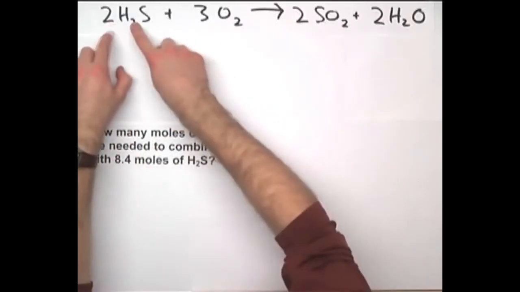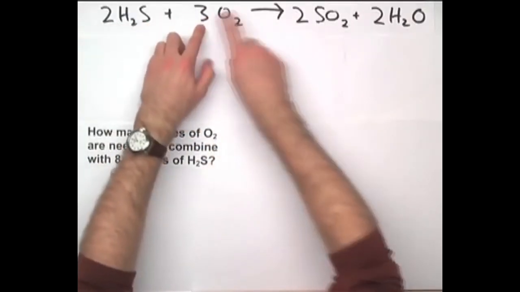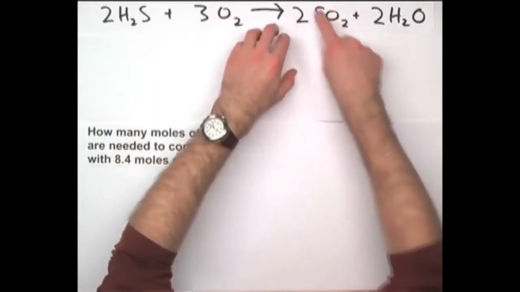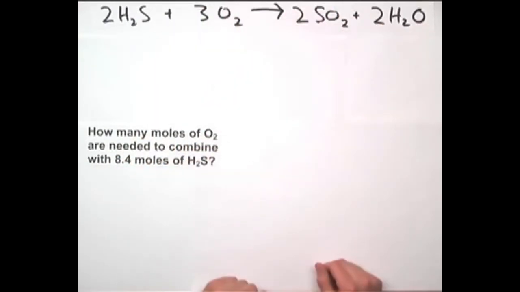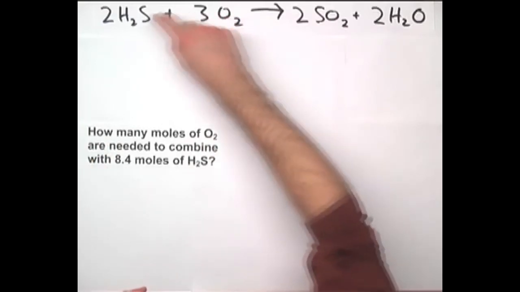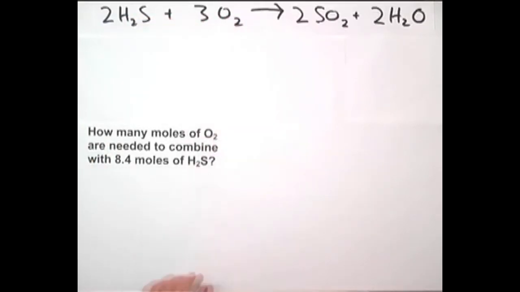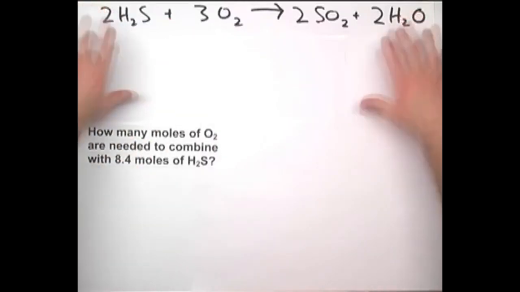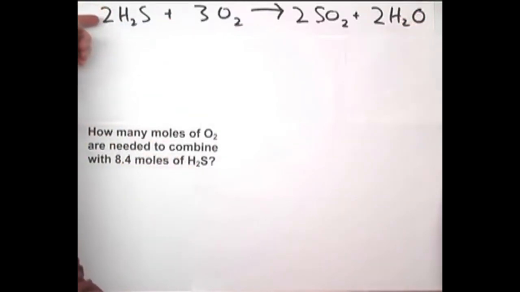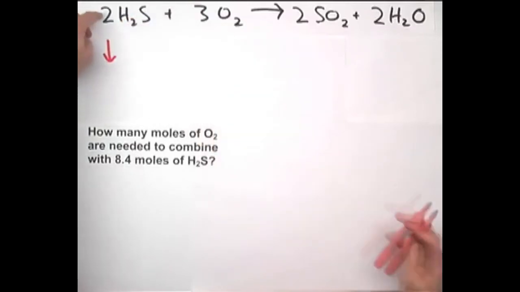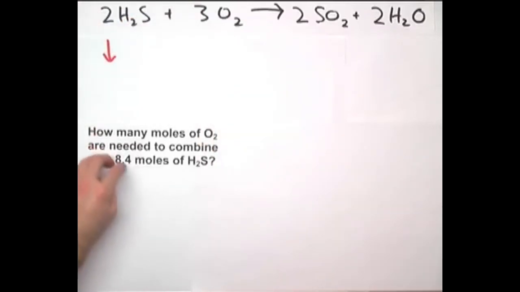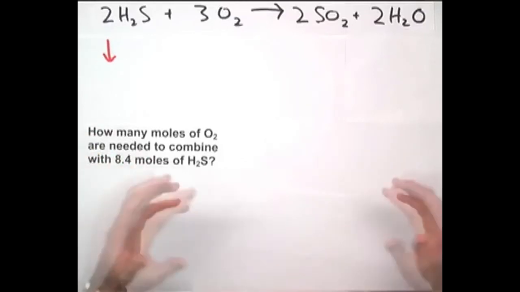So, 2 moles of H2S, hydrogen sulfide, combined with 3 moles of O2, oxygen, to make 2 moles of SO2 and 2 moles of H2O. Using this equation, we're asked how many moles of O2 are needed to combine with 8.4 moles of H2S, okay? What do we have to do with our recipe to cook with 8.4 moles of H2S instead of 2 moles of H2S? What we're going to want to do is multiply this by some number that's going to give us 8.4. How can we figure out what that is? Well, you might be able to do it in your head.